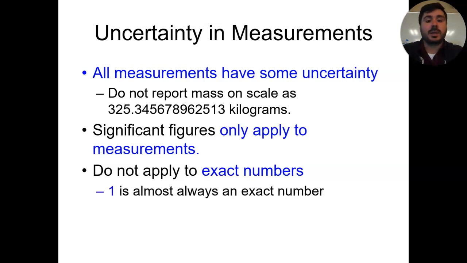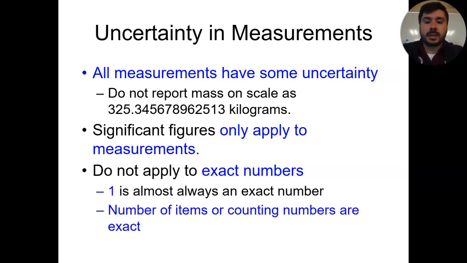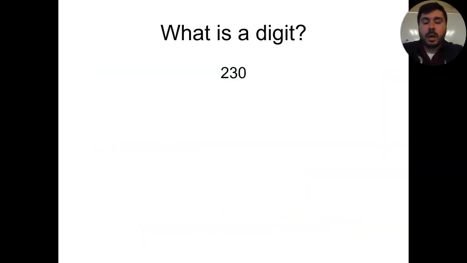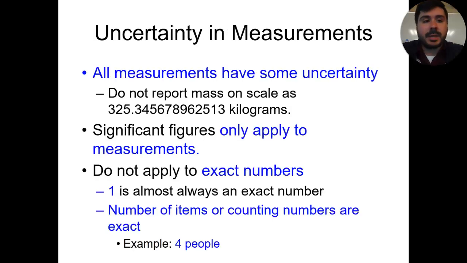They do not apply to these things called exact numbers. The number 1 is almost always going to be an exact number. The number of items or counting numbers, for example, 4 people, are examples of exact numbers. So there's this difference between things that are considered measurements and things that are considered exact numbers. We're making sure that we always recognize that significant figures can only be applied to measurements, a number plus an actual unit, whether that unit's grams, milliliters, liters, meters, you name it. As long as it's a measurement, number plus unit, you're good to go. Okay.